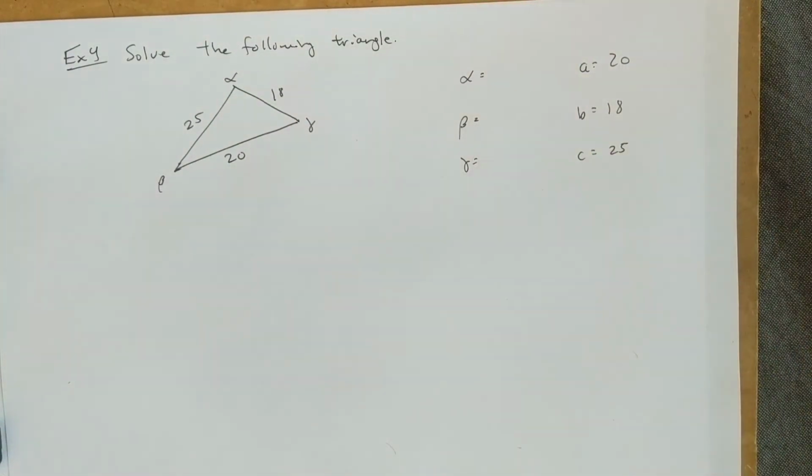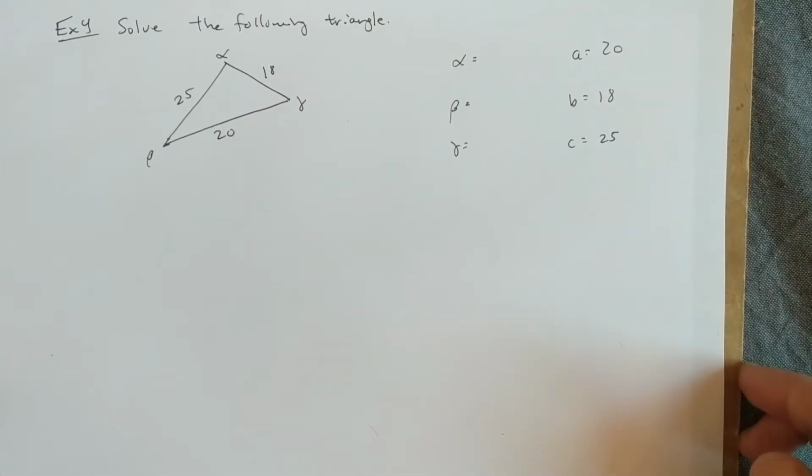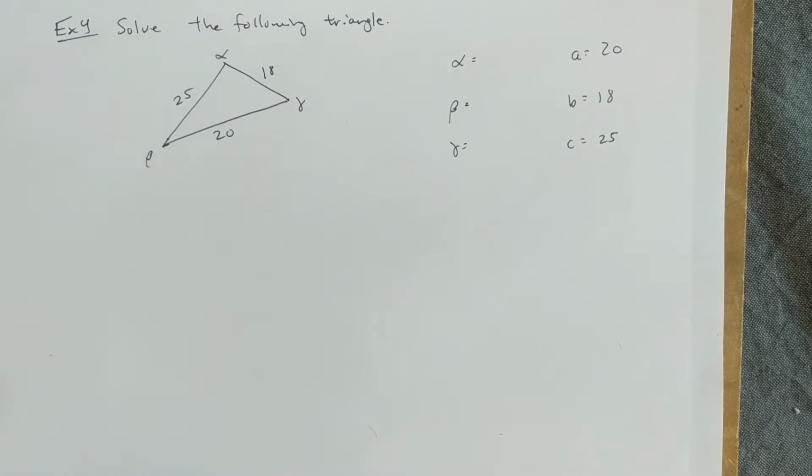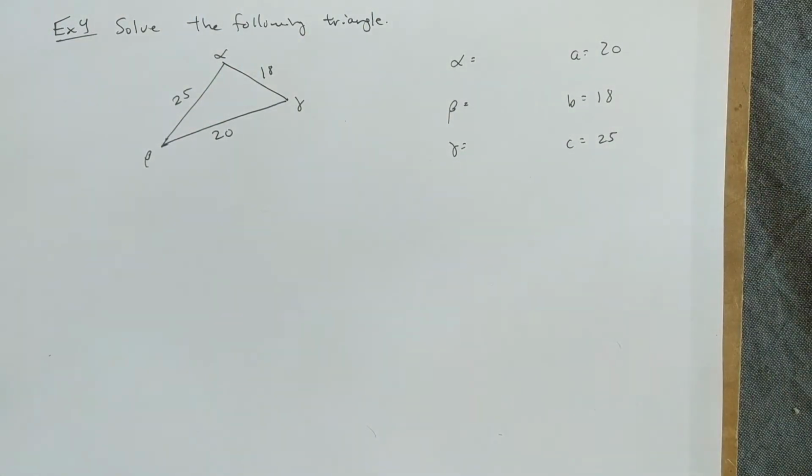All right, in our last example with law of cosines, we know 3 of the sides of a non-right triangle, but we don't know any of the angles. So let's use our law of cosines to find some of these. Let's start by finding gamma.